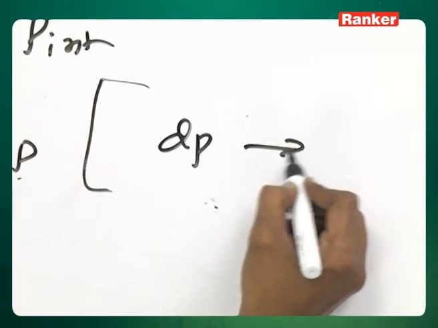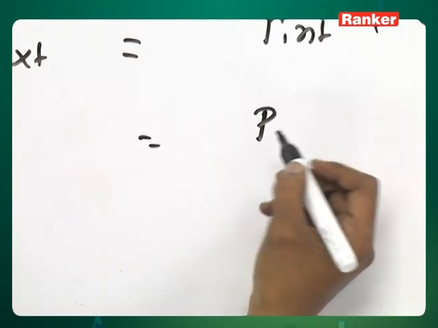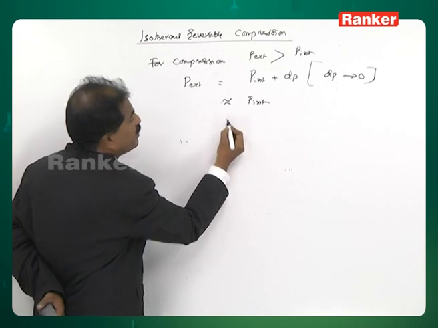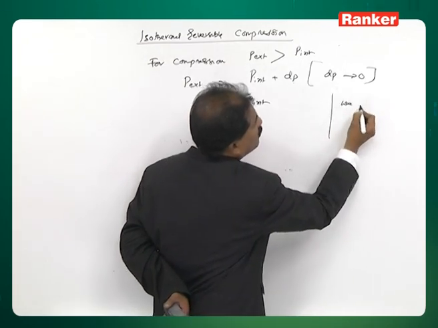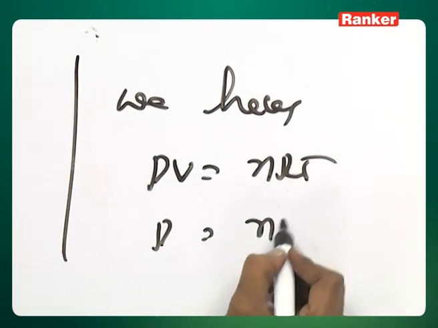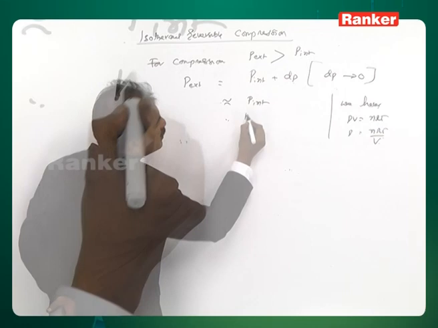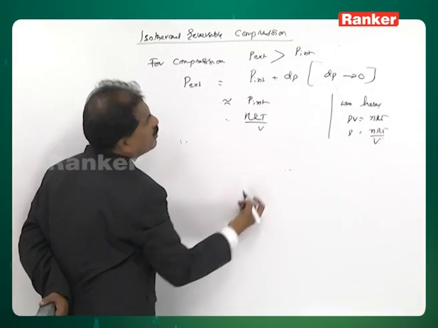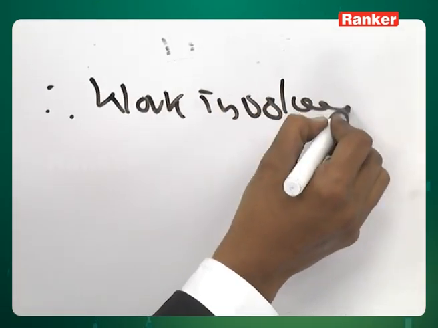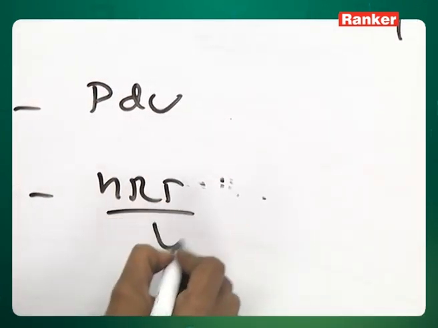Here dP tends to 0. Since dP tends to 0, P external is almost equal to P internal. In place of P internal, we have PV equals nRT, so P is equal to nRT by V. Therefore, in place of P internal, we can substitute nRT by V. Therefore, the work involved is minus P dV, that is equal to minus nRT by V dV.